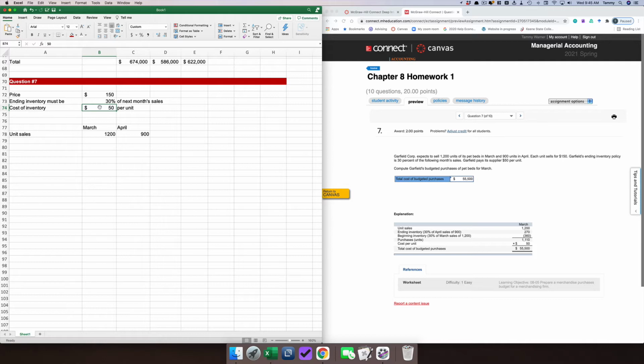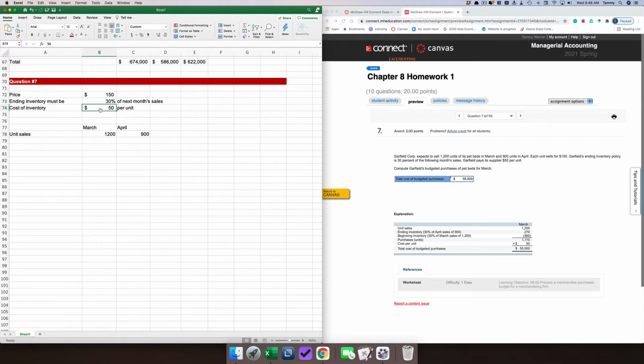All right. So again, now we've got all our information in here. Let's read it through again. Garfield Corporation expects to sell 1,200 units of its pet beds in March and 900 units in April. Each unit sells for $150. Our ending inventory policy is 30% of the next month's sales, and we pay our suppliers $50 per unit.